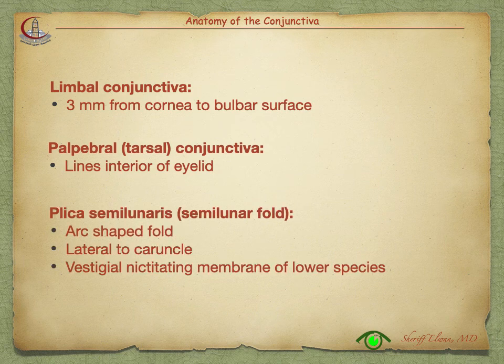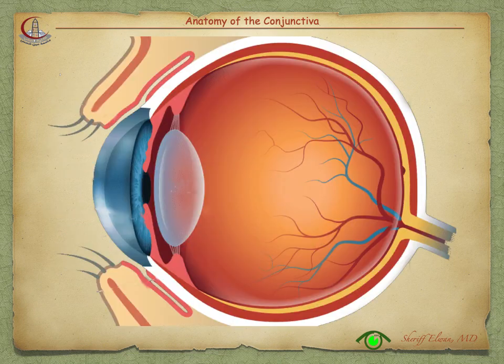The plica semilunaris is a semilunar fold, arc-shaped, lateral to the caruncle, and it represents the vestigial nictitating membrane of lower species, what is called the third lid. This is a remnant phylogenetically, but humans don't have a third lid.